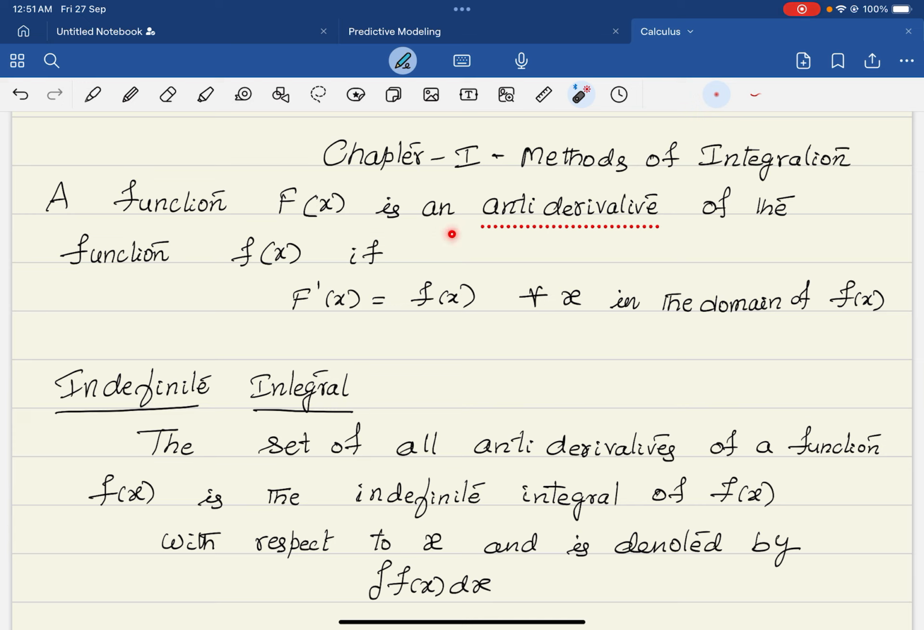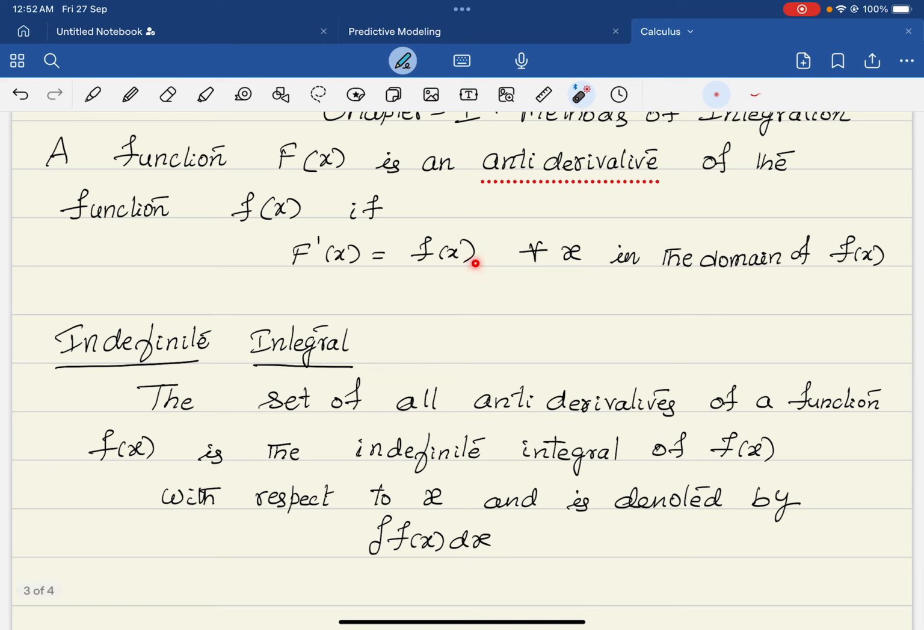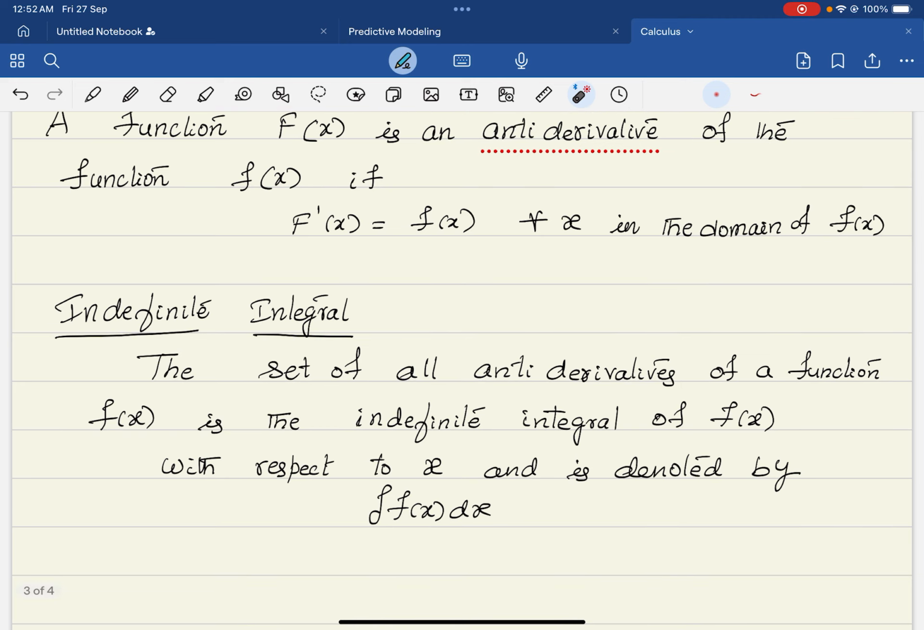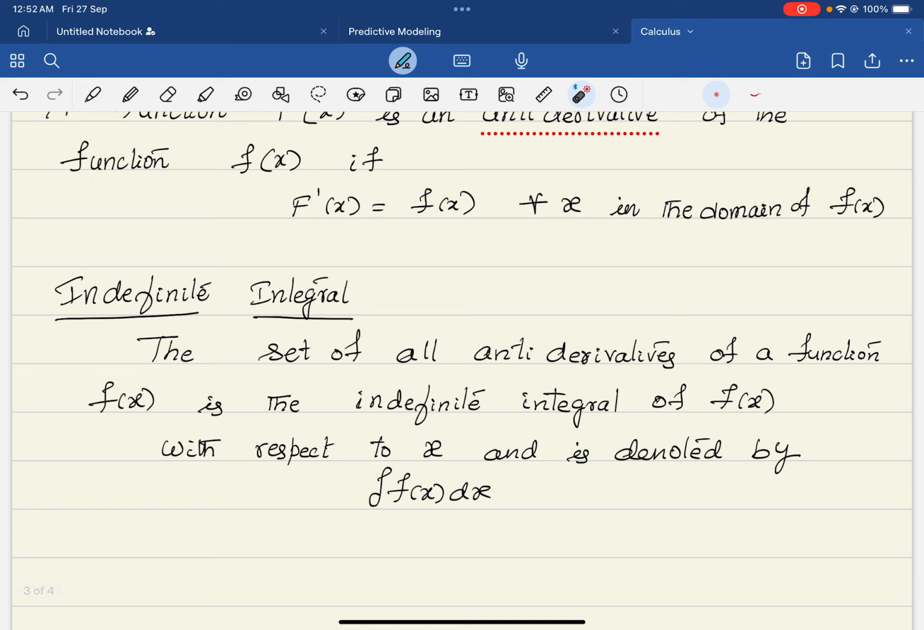A function capital F of x is an antiderivative of the function f of x if F dash of x is equal to f of x, for every x in the domain of f. So the other way of taking a derivative is called the integral of this function. Now the indefinite integral means the set of all such antiderivatives of a function f of x, and we denote this as integral of f of x dx.